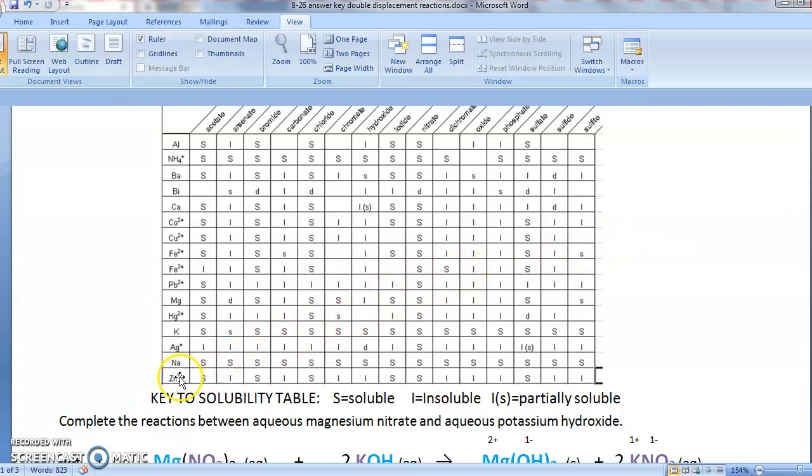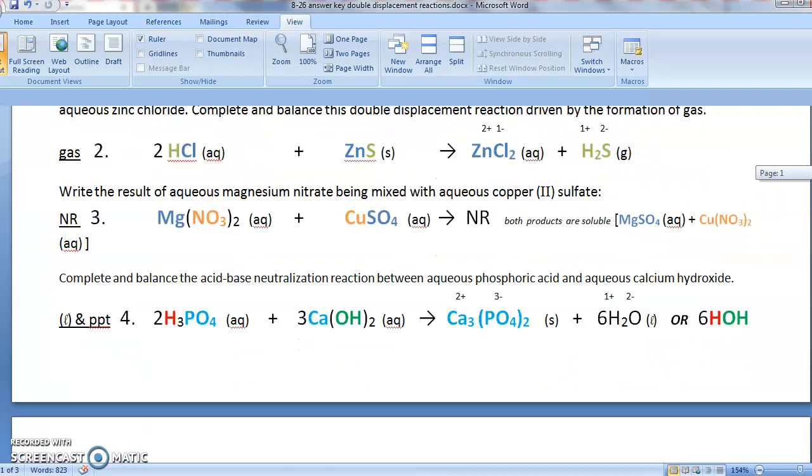How do I know that? There's zinc, there's the chloride. S is soluble here. S is soluble here. S does not stand for forming a solid. On this table, it stands for soluble. The I's stand for insoluble on that table.